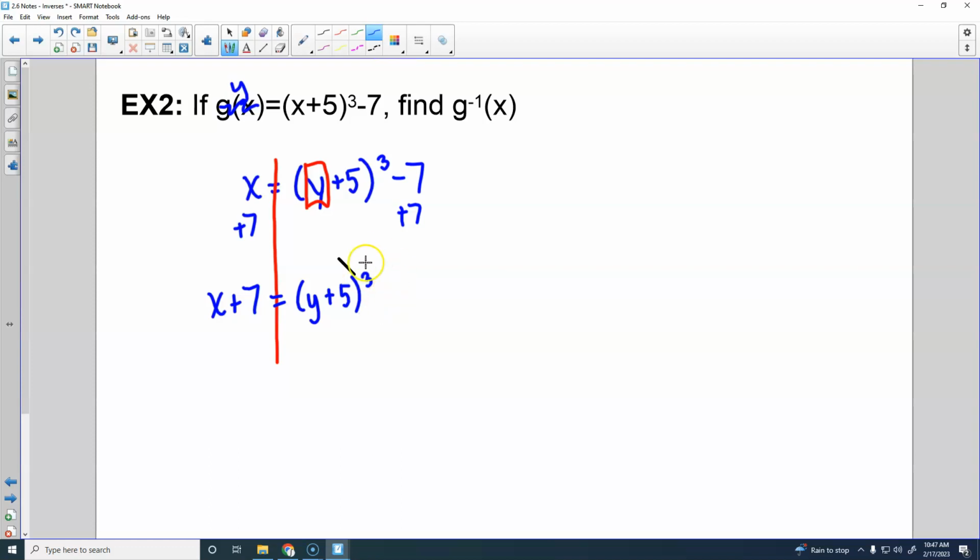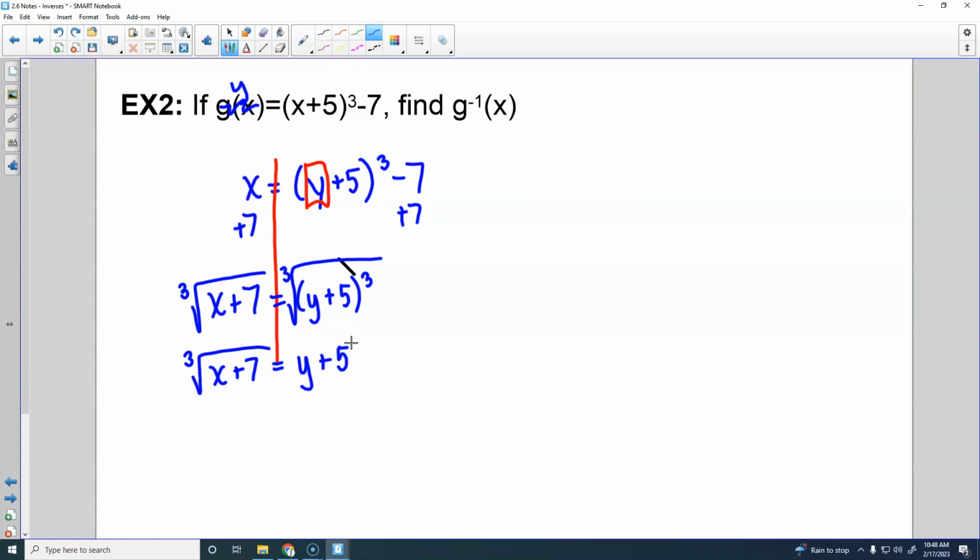We don't want to try to expand it out, but we need to get rid of that third power. That's the next step that we've got to deal with. So what can we do to get rid of something to the third power? Cube root, right? A cube root will get rid of a third power. So we could cube root both sides. So now we have the cube root of x plus 7, and that gives us y plus 5.